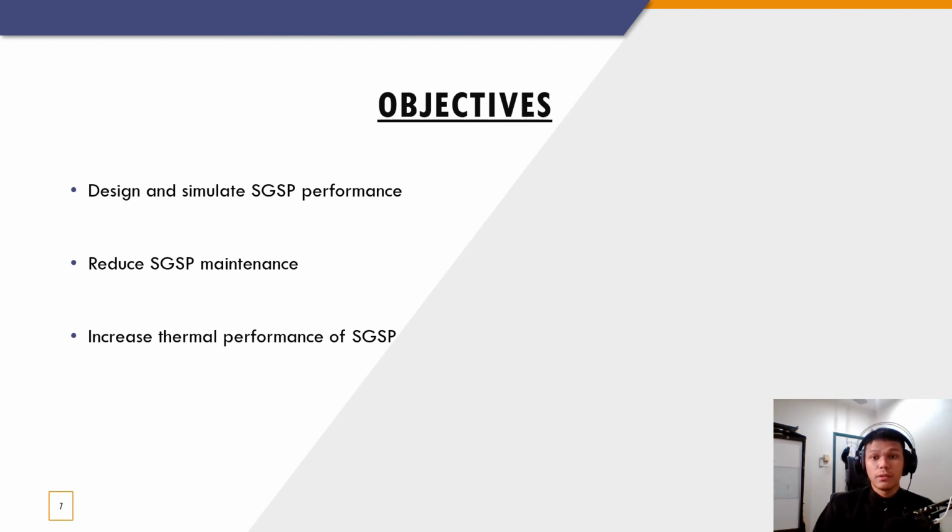The objectives of this project is to design and simulate the performance of SGSP. The study will be conducted on a much smaller scale for convenience. The maintenance of SGSP is also meant to be reduced, such as the condition of water, such as the clarity, the acidity, the salt gradient, and also the condition of the solar pond in general, such as insulation of wall or leakage problems.